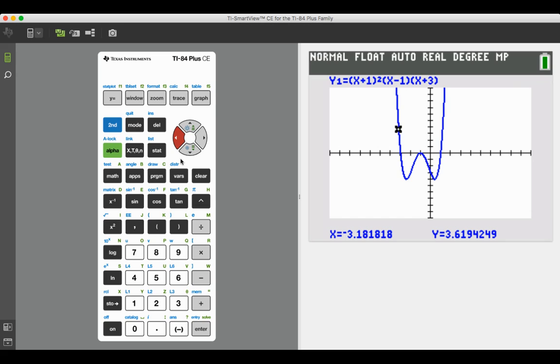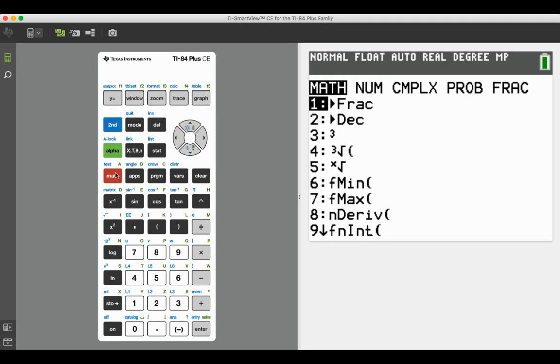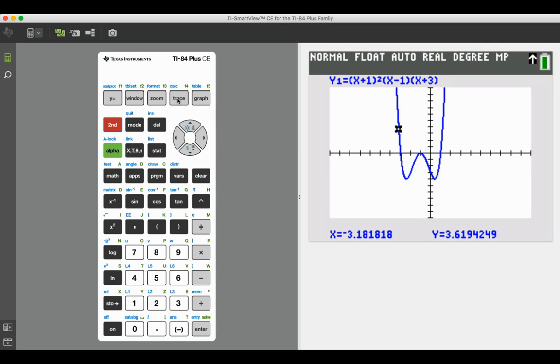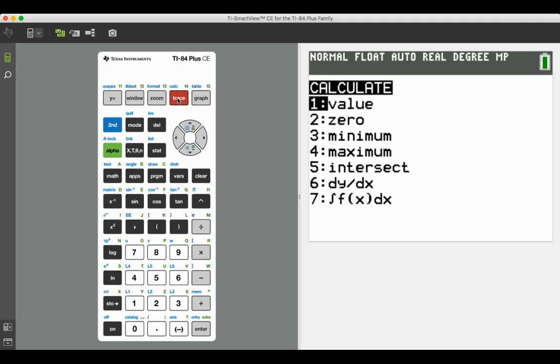And in order to do that, you go to math, actually, sorry, get out of there, second trace, and that goes to calculate, and you want to calculate a maximum and a minimum. So let's do minimum first because that's what we're asked. So you go to number 3, hit enter, and how I got to that menu, remember, was second and the word trace up here, which is next to graph.